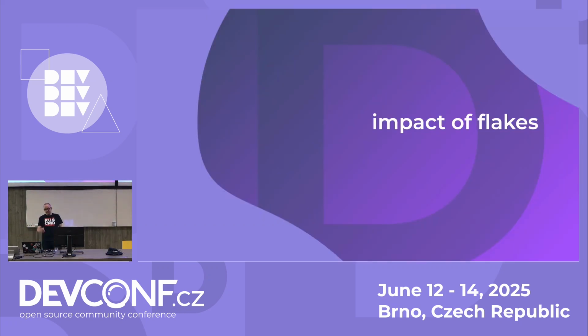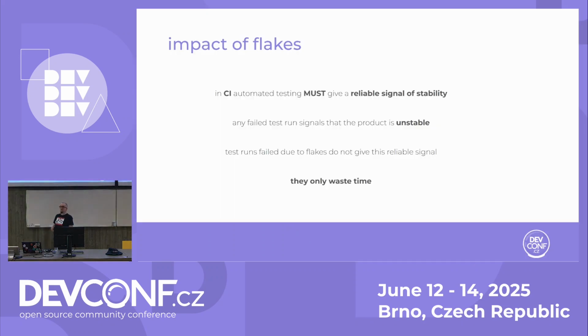So I'm expanding a bit on the impact of flakes itself. Basically, what we do in automated testing is we want to have a reliable signal of stability. If any of these tests fails, this gives the red flag that we can't release, because it's unstable. Something has failed. We need to look into that. But a flaky test, as we saw earlier, just fails for some other reason, not because the code does not do what it should. So this is just basically wasting our time.